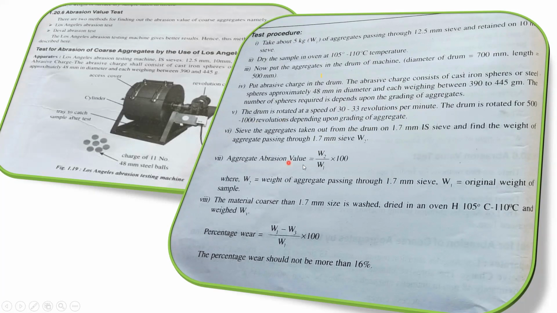Then the aggregate abrasion value will be W2, that is the weight passing through the 1.7 mm sieve, divided by the original weight and multiplied by 1000. And this is how the final things are written, right?